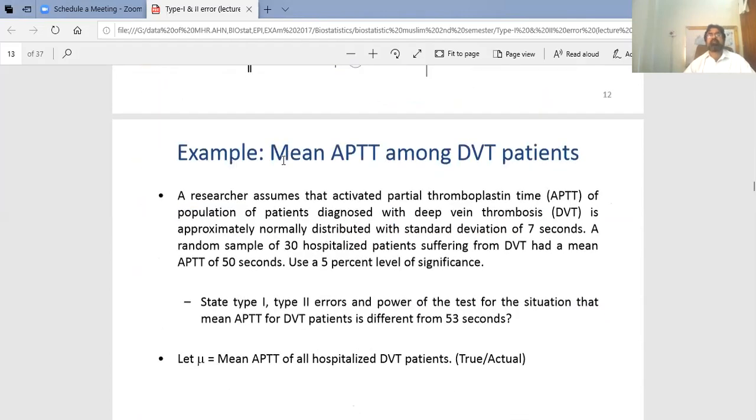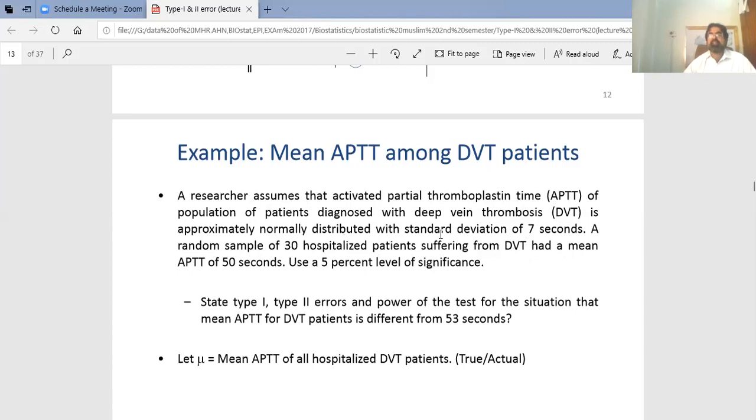So this is an example. The mean APTT among DVT patients: a researcher assumed that the activated partial thromboplastin time, APTT, in a population of patients diagnosed with deep vein thrombosis, DVT, is approximately normally distributed with a standard deviation of 7 seconds. A random sample of 30 hospitalized DVT patients had a mean APTT of 50 seconds, using a 5% level of significance. So how do we extract the data?